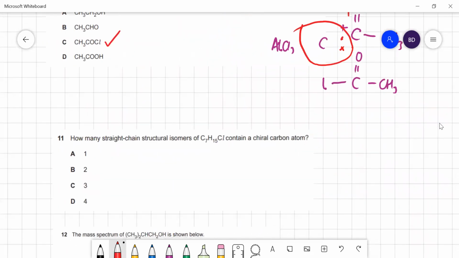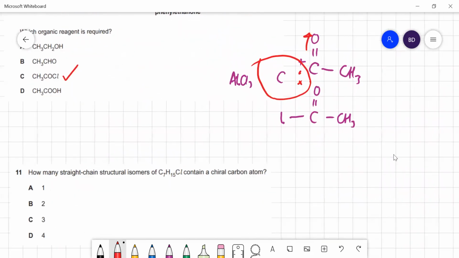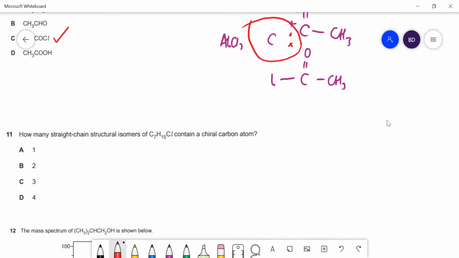Question 11. Right. How many straight chain isomers of C7H15Cl contain a chiral carbon? Well, if you look at that, that's like C7H16. If you count the chlorine, it's like a hydrogen. So that's saturated. No double bonds to worry about. We've got 7 carbons in a row. It's only the straight chain ones.